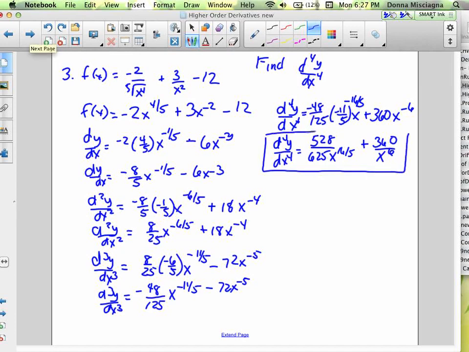So if we've got radicals or rational exponents, notice they don't go away. They just get more negative. But if these were just a polynomial, then they get really easy when we take higher derivatives.